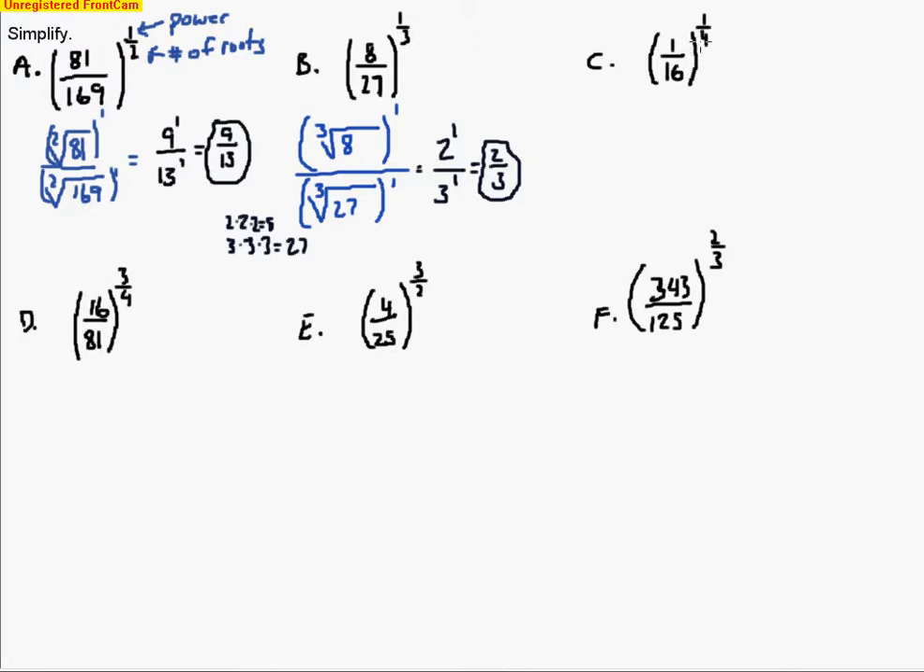Well, 1/16 all raised to the 4th power. So let's see what we got here. So when we do this work, we're doing 4 numbers that multiply to make 1, and then raising that to the first power. Do the same thing down below. 4 numbers that multiply to make 16, and then we raise that to the first power.